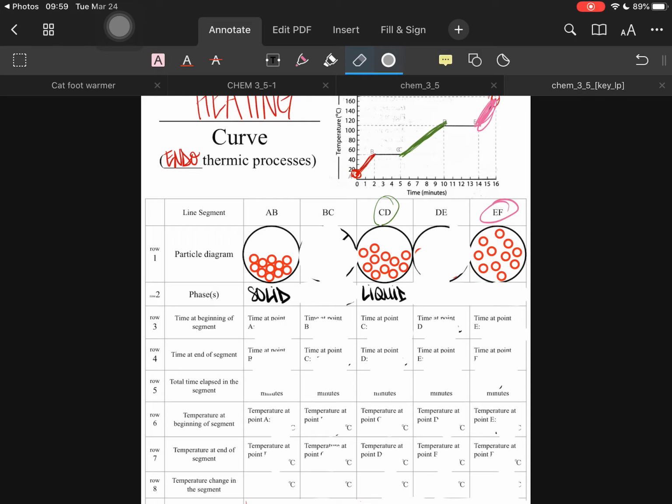Okay, so the next part, numbers 3 and 4, we're going to look at this axis, right? So we're going to find each point. So I have A here, right? I'm going to go down to that axis. I have 0, right? 0 minutes. And we're going to do the same with all the other ones, right? B is 2 minutes. C is 5 minutes. D is 10 minutes. E is 14. And F is 16.